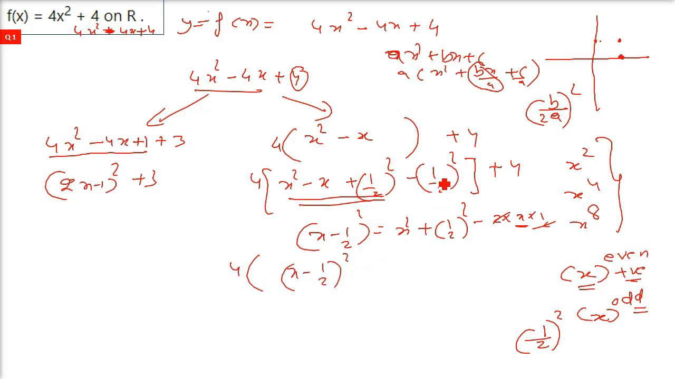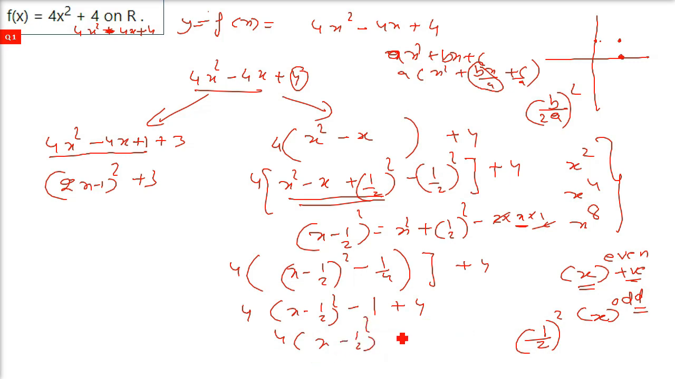And there is negative half already there, negative half square, which is -1 by 4, you can say. And then we have a plus 4 outside also. So this plus 4 is outside this one. Now multiply 4 inside. So it will be 4 times (x minus half) whole square, minus 4 into 1 by 4 will be 1. This is 4. So we'll get 4 times (x minus half) whole square plus 3.